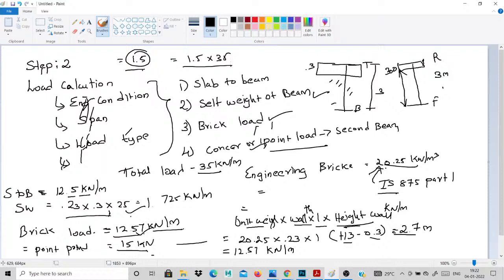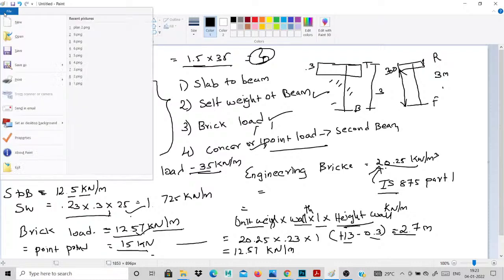Okay. Then the brick loads are taken from IS 875 Part 1. Then you go for this. Finally, I take this value 35 into 1.5 by total load. Okay, this is step 2, calculating your beam loads. Now it's clear how to calculate the beam loads for your area.